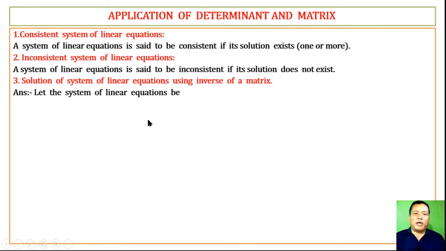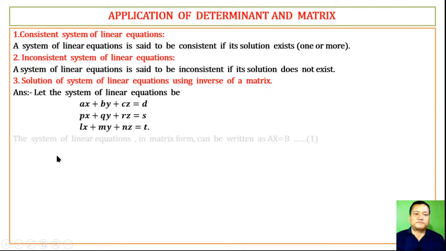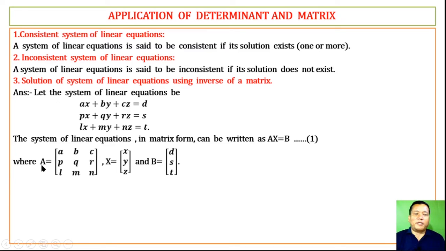Let the system of linear equations be ax plus by plus cz equal to d, px plus qy plus rz equal to s, lx plus my plus nz equal to t. The system of linear equations in matrix form can be written as AX equal to B, where capital A is the matrix formed by the coefficients, X is the column matrix formed by unknowns, and B is also a column matrix formed by the constants.